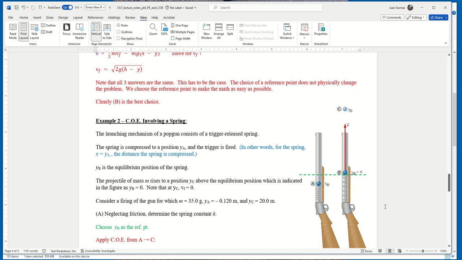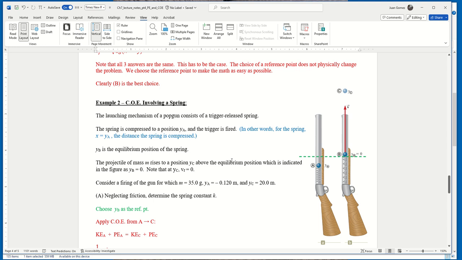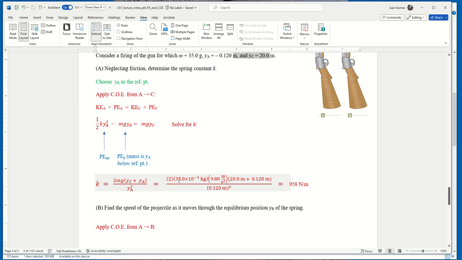Again, obviously you know g. You know m, you know YA, you know YC. Just remember the mass was given as 35 grams. That's 35 times 10 to the minus third kilograms. Okay. Now, I get 958 newtons per meter.